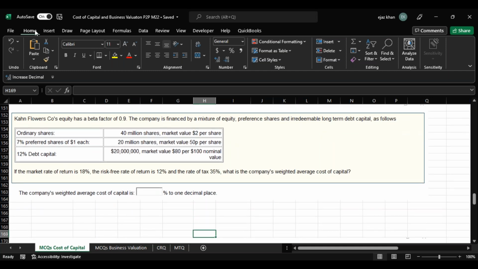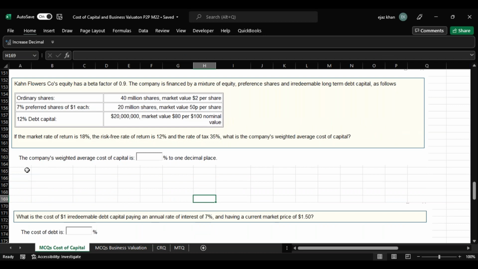Okay, let's just calculate the weighted average cost of capital. But before we calculate the cost of capital, we need to know the costs of the different sources. And as I told you, whenever you get such a question, the very first thing you need to do is identify the sources of capital in the question.